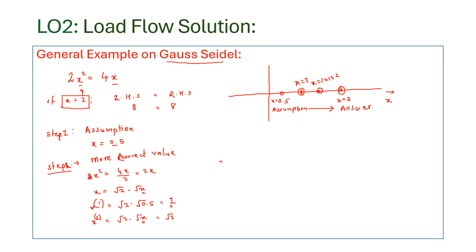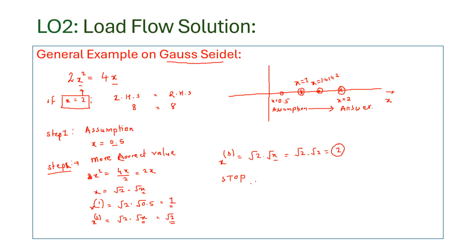Okay, now you go for the third iteration. x3 is equal to root 2 into root x. Now in place of x, you substitute root 2. So root 2 into root 2, you will get it as 2. Now you reach the correct value. Now once you get the correct value, then you stop the iteration. Stop. Or else you may go to the next iteration.